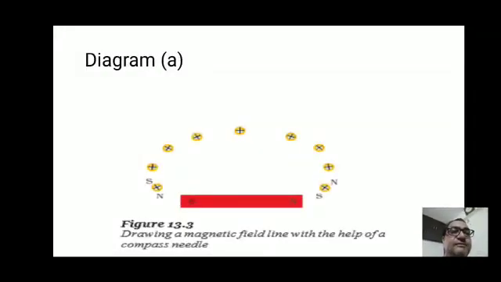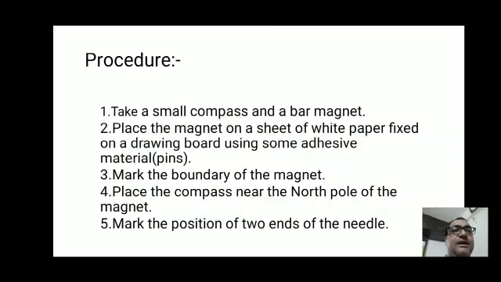This is the first diagram. So you have to draw this diagram for the activity. Let's continue with the procedure for this activity. The first point: take a small compass and a bar magnet. So you have to take all this apparatus. Second, place this magnet on the sheet of white paper fixed on the drawing board using some adhesive material. It means with the help of pins, stapler pins or drawing pins, you have to fix this white paper.